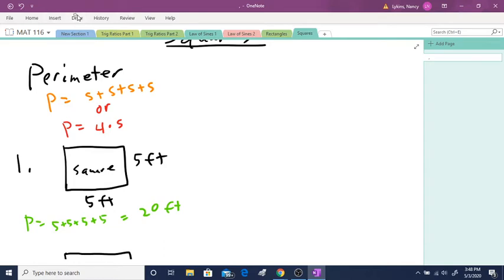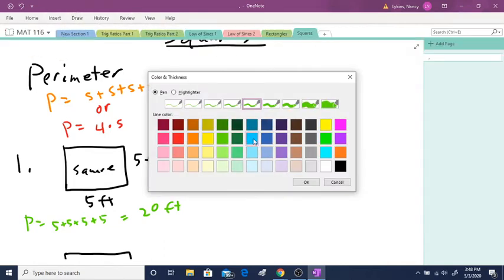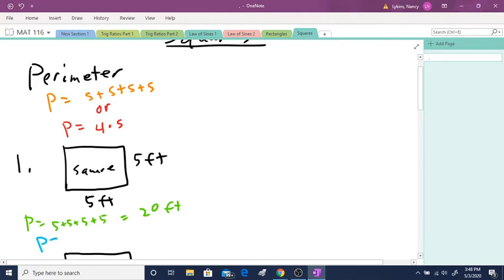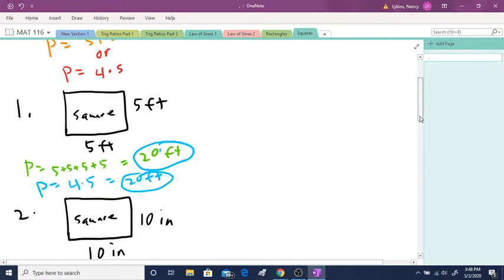Now, you can also say perimeter equals 4 times 5, which is also 20. So both your methods will give you the same answer. Now, as we're continuing to move along with this lesson, you can always pause it and go back and forth until you grasp the concept.